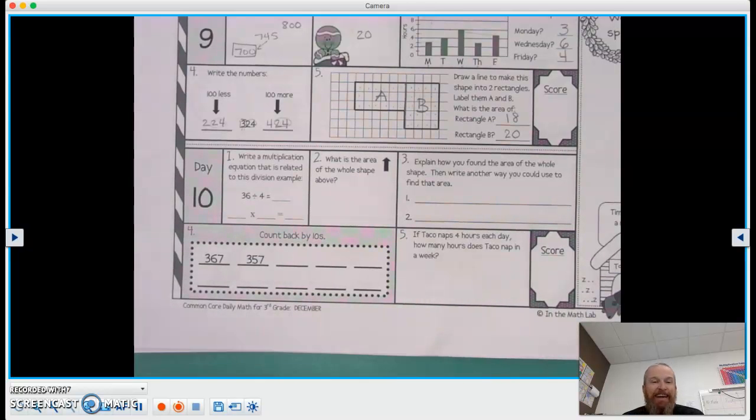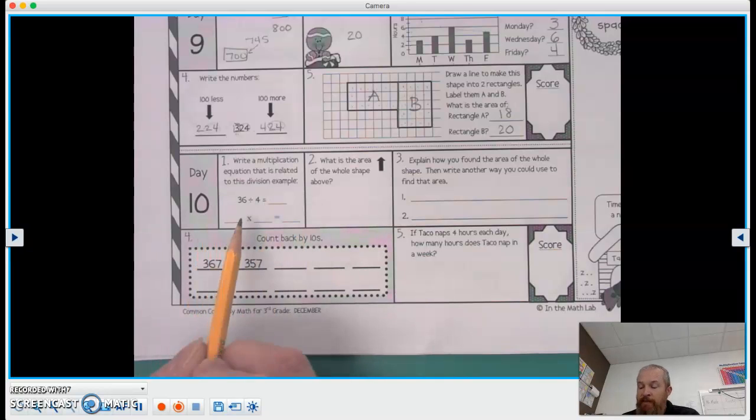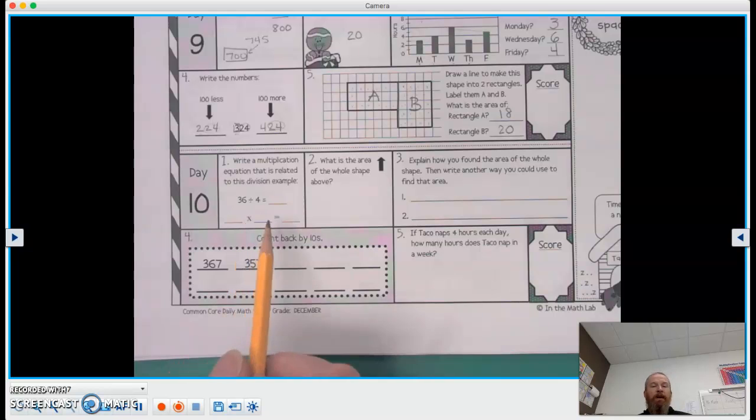Hey, it's day 10 of December Daily Math. Number 1, write a multiplication equation that is related to this division example. So this says 36 divided by 4 equals something. So let's think of it as what times 4 equals 36.